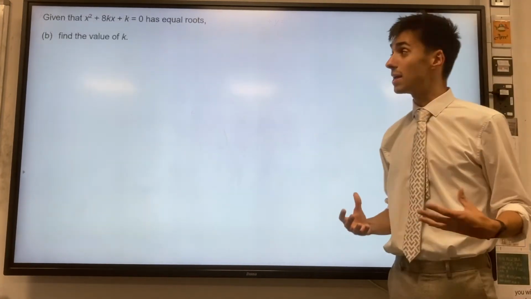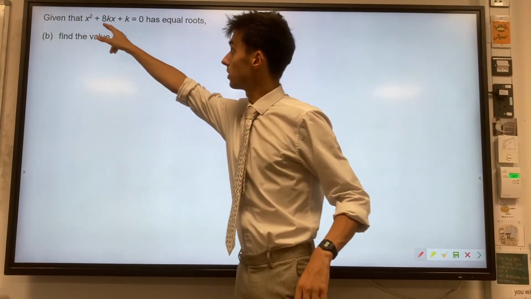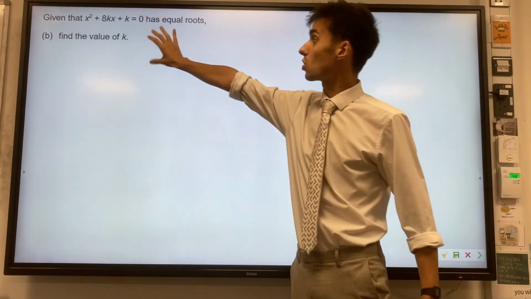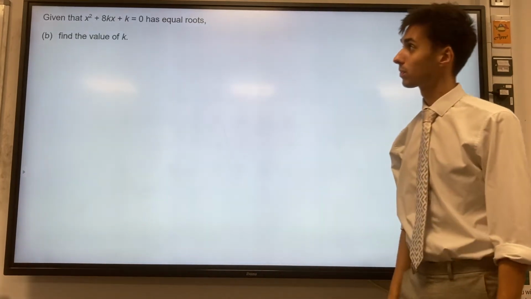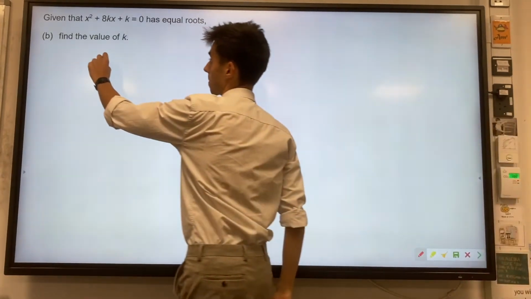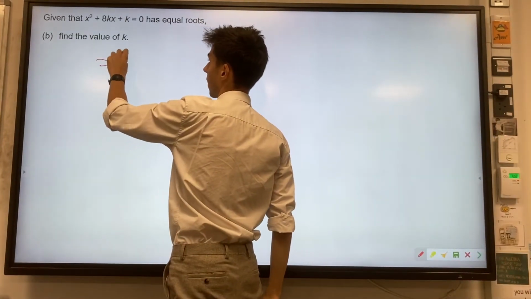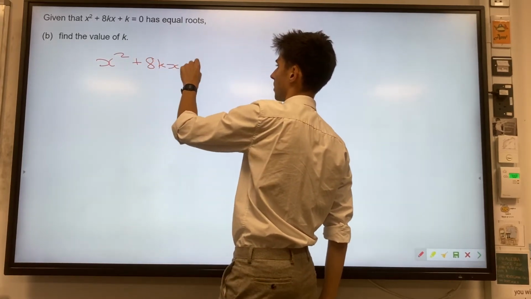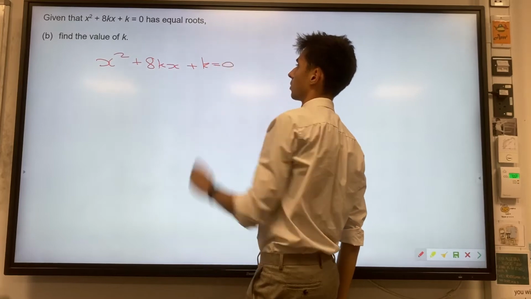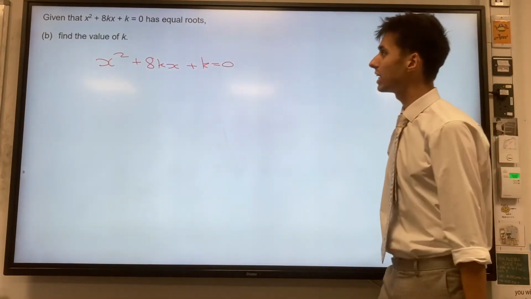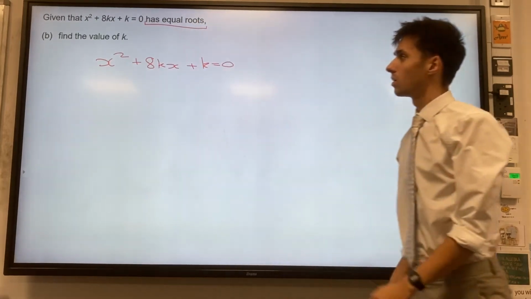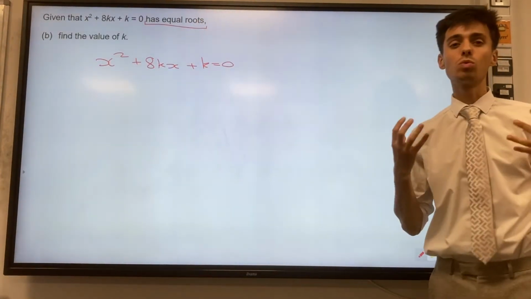So for part B, we're going to use the equation for k and x that we just derived. Now we want to solve to find a value of k. So let's write out what we've got. We've got x squared plus 8kx plus k equals 0. And here's some really key information: that this equation has equal roots.